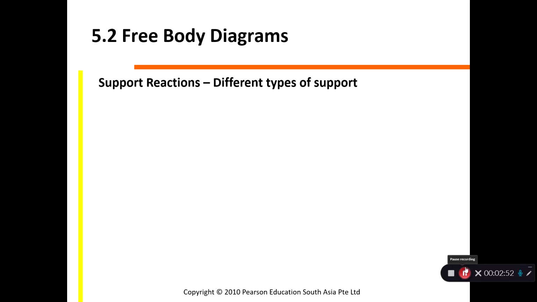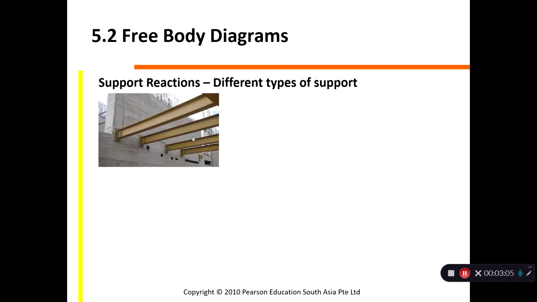Support reactions are reaction forces acting on the rigid body due to the support attached to it. For example, what is a support? You might be wondering. This is a type of support, how two different members are being connected. This beam and this wall are connected using a fixed support, fixed because it can't move anywhere and it can't rotate anywhere.